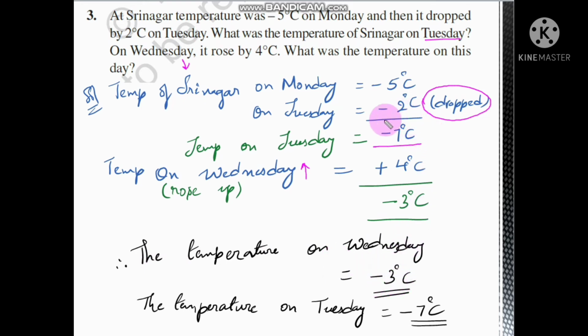So Tuesday how much did we get? We got minus 7 degrees centigrade. Understood children? So the temperature on Tuesday is minus 7 degrees centigrade. The temperature on Wednesday is minus 3 degrees centigrade. Now let's see question number 4.